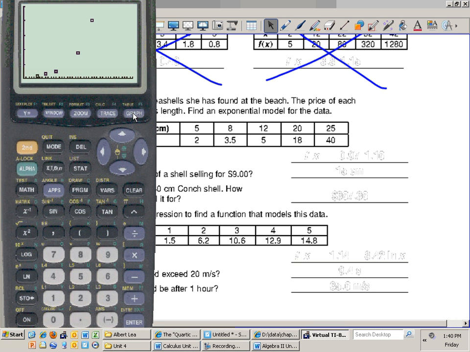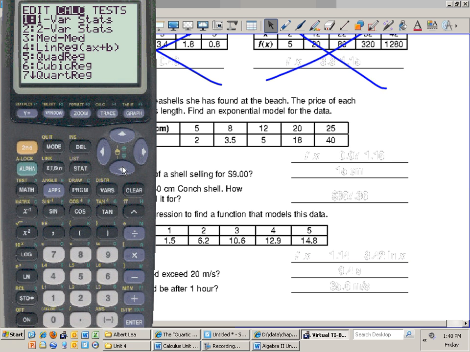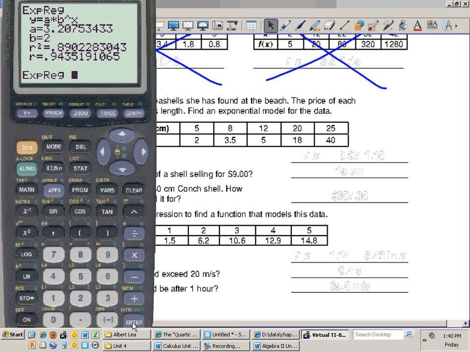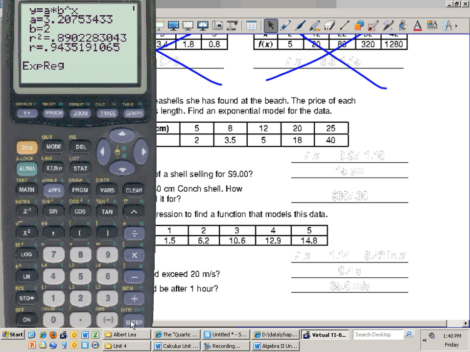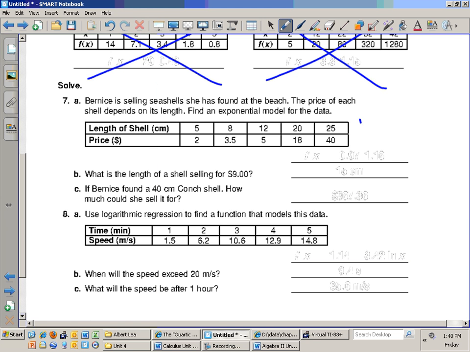So, let's actually figure out the equation behind this. If we go to stat and calculate, if you go all the way down, you'll find exponential regression. Press enter, and sure enough, you come up with an R value of 0.998. So I'm going to write that down. R equals 0.998.